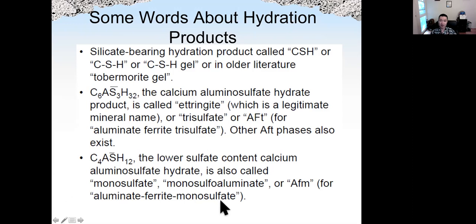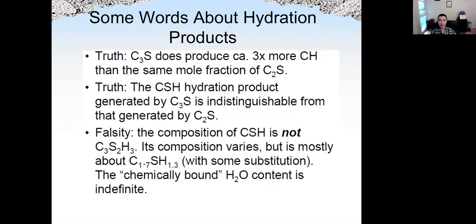Okay, AFm. It can also be written like this: C4AS̄H12, also called monosulfate or monosulfoaluminate, or AFm. The full name is aluminate ferrite monosulfate. So CSH, ettringite, and monosulfoaluminate are the 3 major hydration products, plus calcium hydroxide.